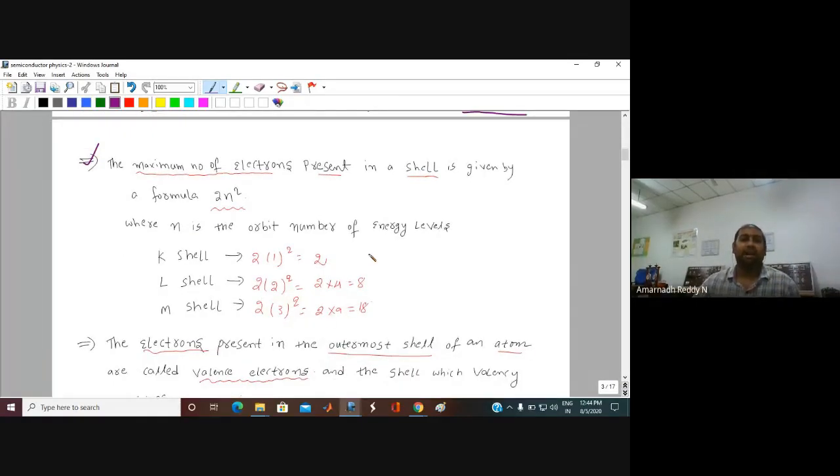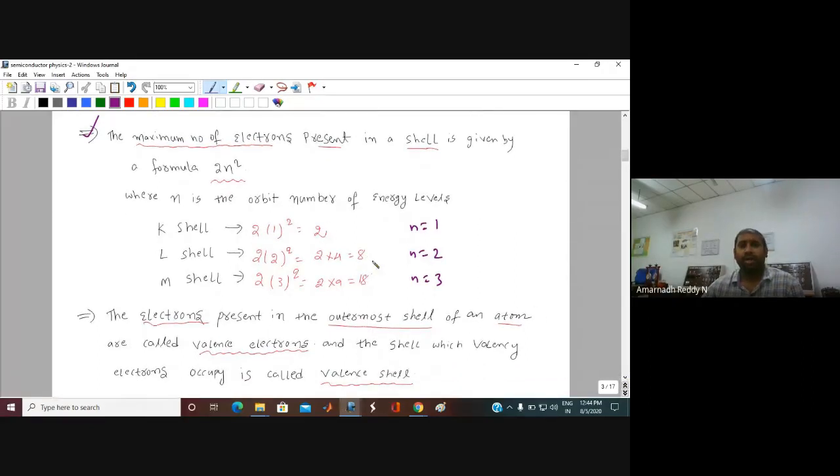K shell is the first shell, so n is 1 for K shell, n equal to 2 for L shell, and n equal to 3 for M shell. So the maximum number of electrons in the K shell is 2, in the L shell it is 8, and in the M shell it is 18.